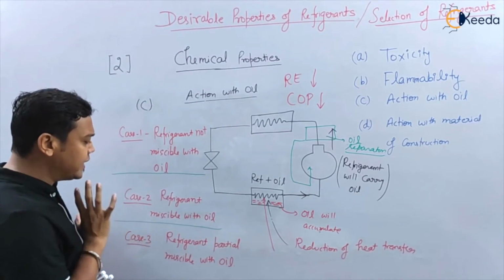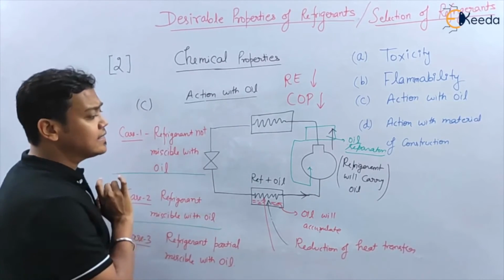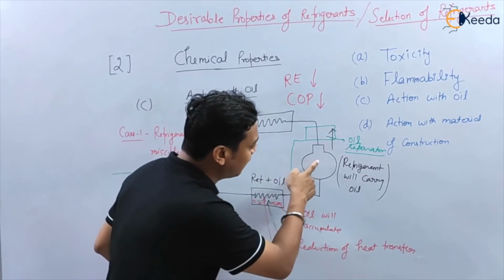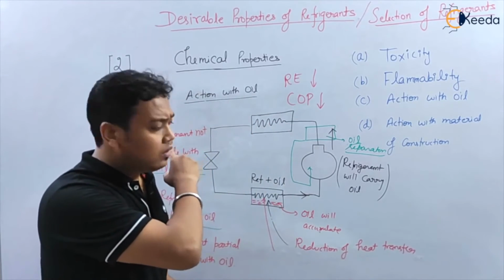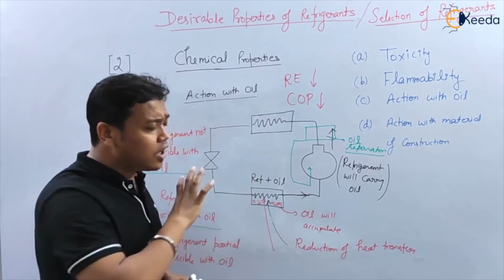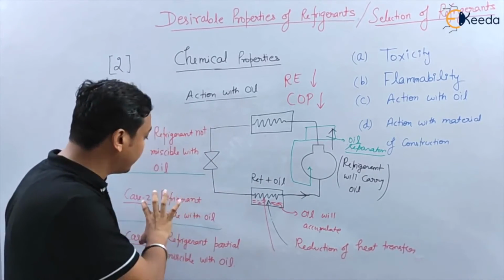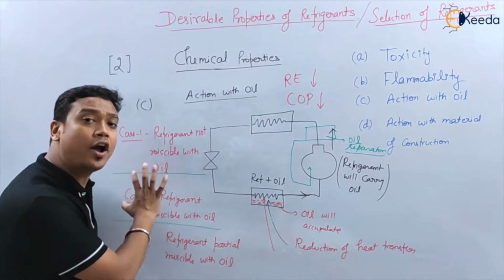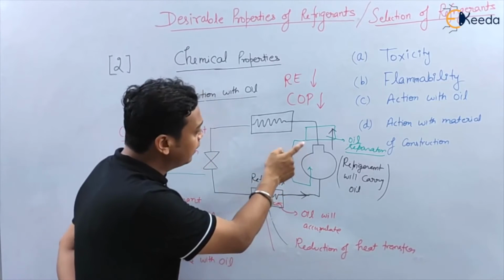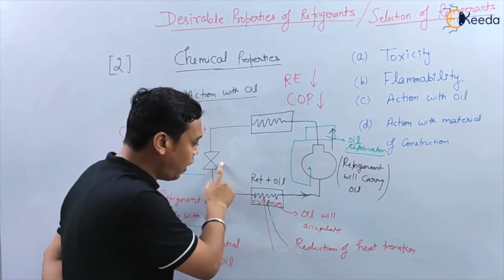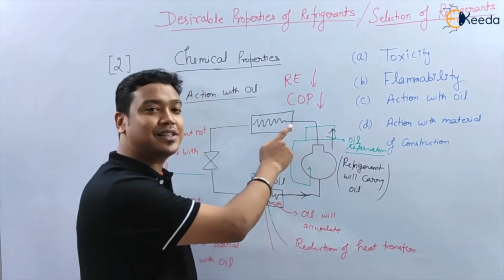Now for case 2, refrigerant miscible with oil. In this case, what will happen? The refrigerant and oil will go in the system because of proper mixing and complete miscibility of oil and refrigerant. Here also oil and refrigerant will go. In the evaporator also, the refrigerant will take oil to the compressor.